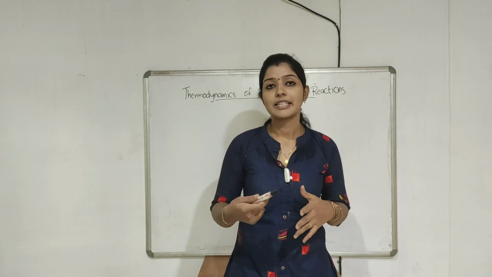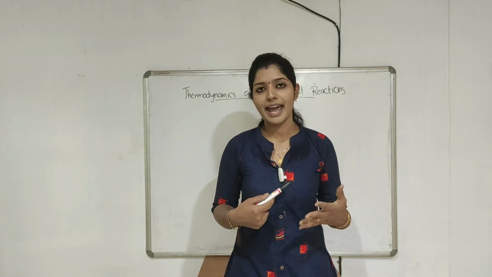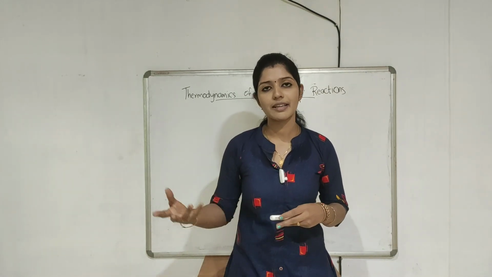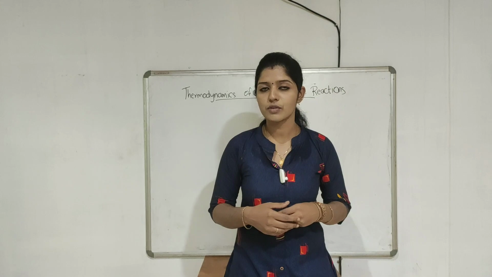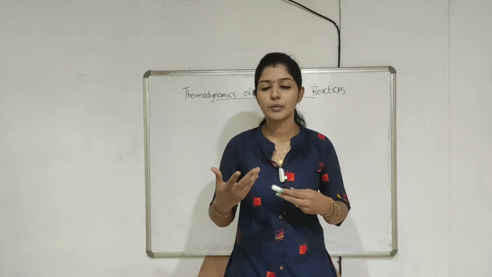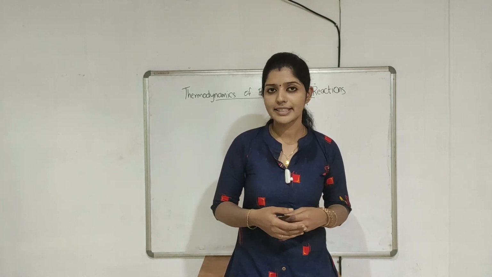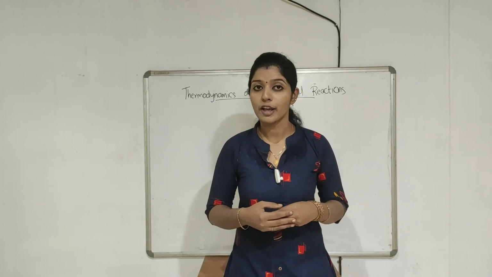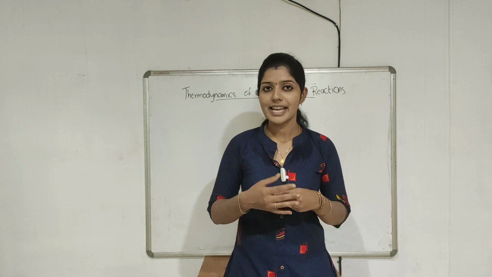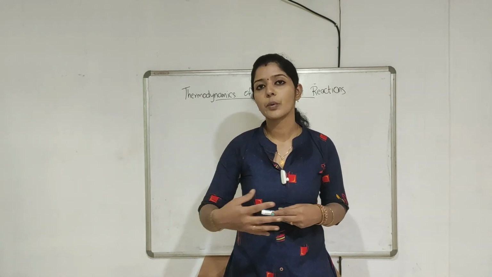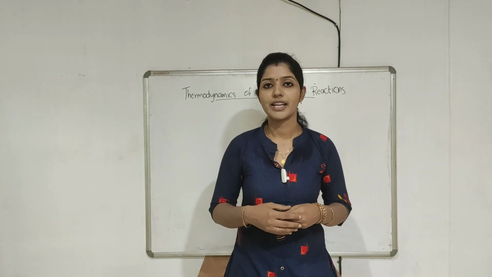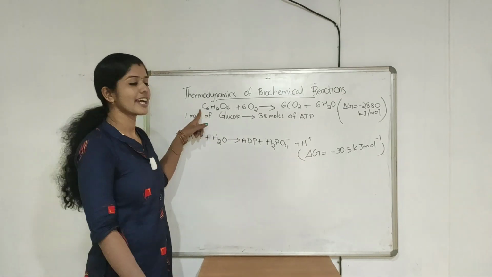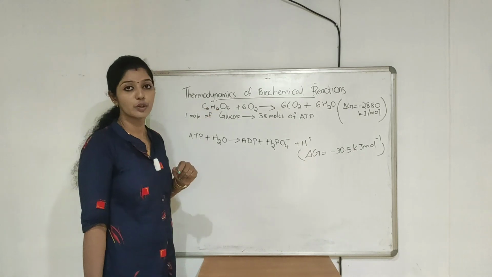So, how is this ATP synthesized? In plants, ATP is synthesized through photosynthesis, and in animals, ATP is synthesized through the breakdown of carbohydrates and lipids. Whatever food we consume will undergo aerobic oxidation to release energy, and this energy will be stored in the form of ATP, which is used for doing various work.